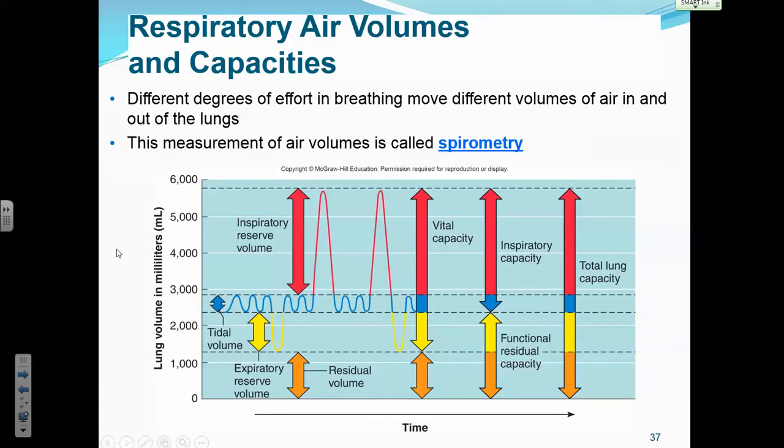And then this graph is showing you how these volumes compare to each other. So here, if you looked at this part right there, that's the vital capacity. You see it's a combination of the tidal, which is this, and then the inspiratory and expiratory. You can see that. I should circle it like that. So it's all of that.